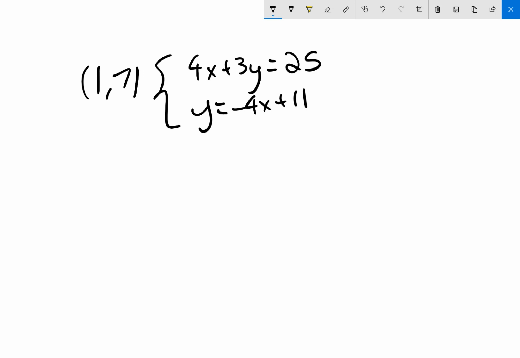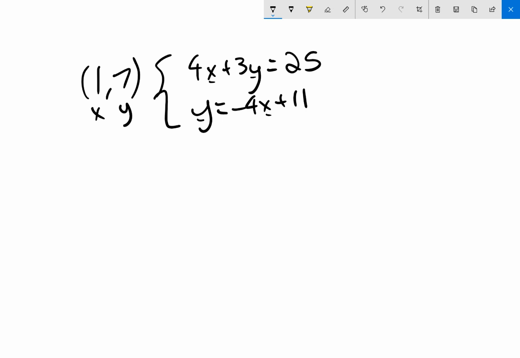Okay, so I'm not asked to solve the system. I'm only asked to say whether this point that I'm given here is the solution or not. Now, the convenient thing is this point is just an x and a y value. If that point is the solution, then that means that 1 and 7, if I were to plug them in, would make both equations true. Both equations would work out and equal what they're supposed to equal.